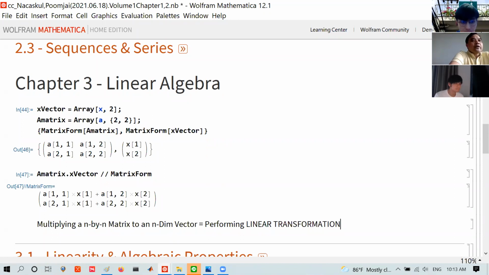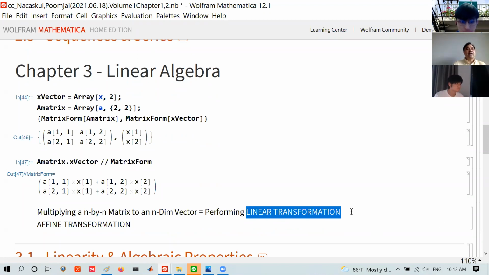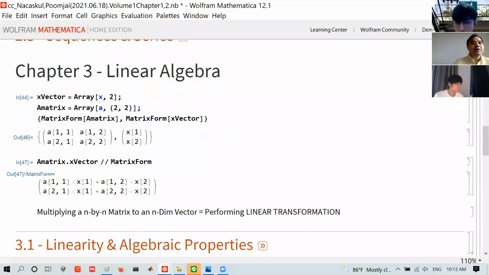I'll give you another word to remember. It might be a little bit confusing, but technically, there's another word similar or related to this. It's called affine transformation. Okay? So within the same context, you see linear transformation, you might also see affine transformation. We'll talk about it as well, but I'll just give you the vocabulary right now without defining.